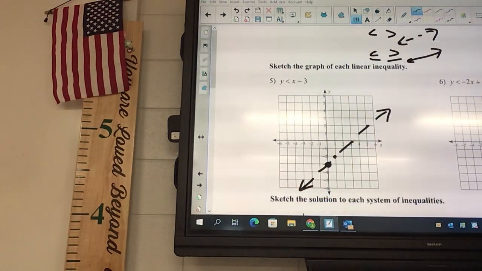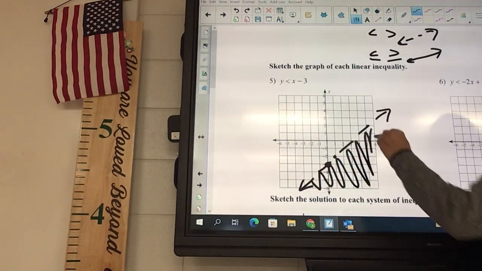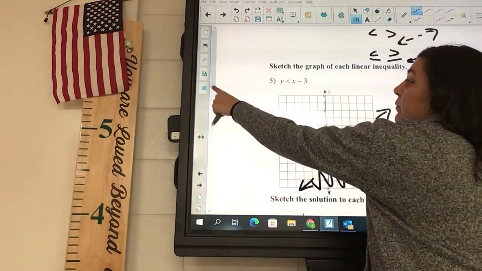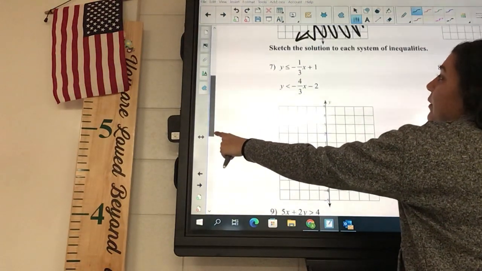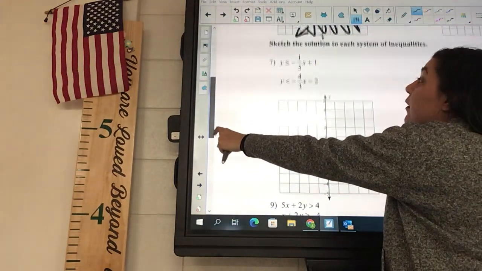Okay, and then this says y is what? Smaller. So we're going to shade the negative 6 side or the positive 6 side? Bottom left. Yeah, negative 6 side. Because there's only one. Okay, look at the second one. You need me to go back? What do we shade? Up top.